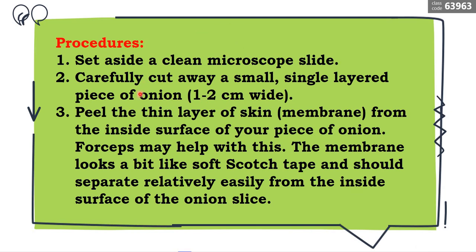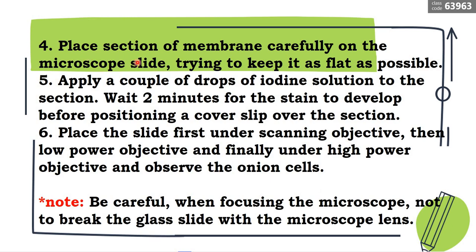These are the procedures. Number one, set aside a clean microscope slide. Number two, carefully cut away a small, single-layered piece of onion 1 to 2 centimeters wide. Peel the thin layer of skin or the membrane from the inside surface of your piece of onion. Forceps may help with this. The membrane looks a bit like soft scotch tape and should separate relatively easily from the inside surface of the onion slice. Place the section of membrane carefully on the microscope slide, trying to keep it as flat as possible.